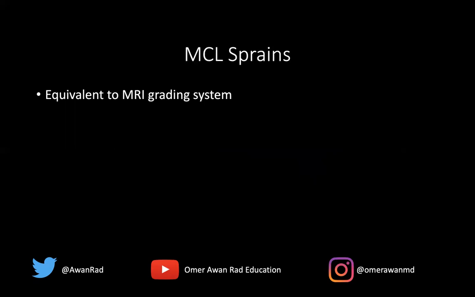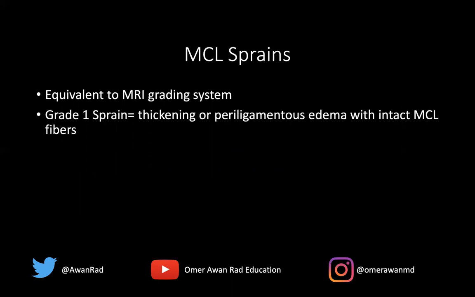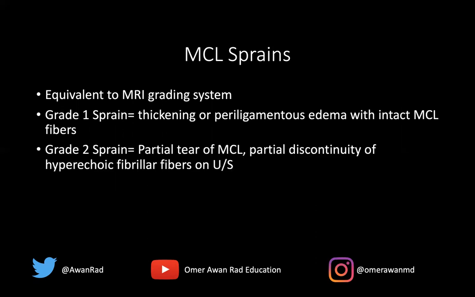Now, MCL sprains on ultrasound are equivalent to MRI, and the findings are pretty much the exact same. So all the findings that you know about an MRI apply essentially to an ultrasound. A grade 1 sprain is when you just have thickening or periligamentous edema around the MCL. The fibers themselves are going to be totally intact, but we just see thickening or periligamentous edema of the MCL. A grade 2 is what you just saw, a partial tear of the MCL.